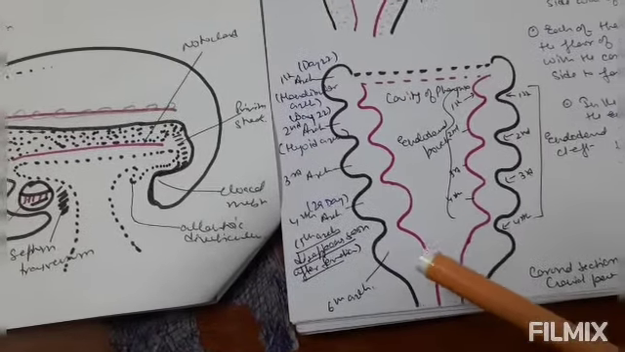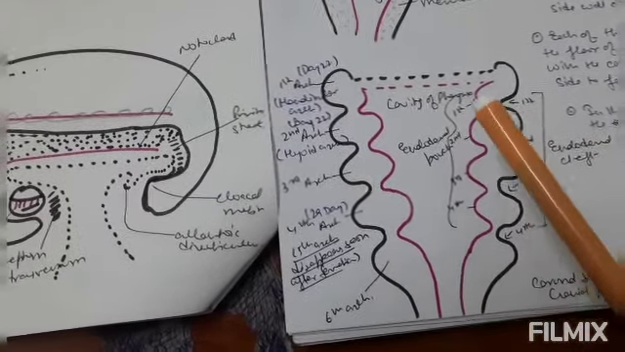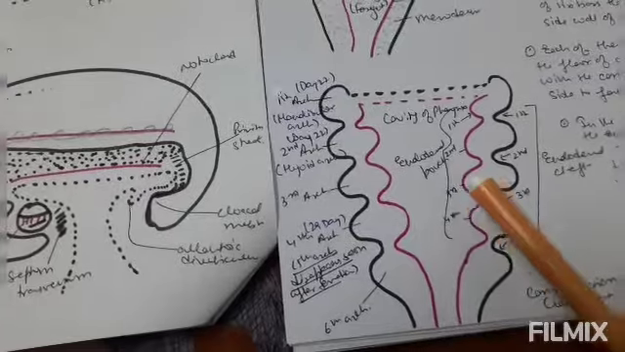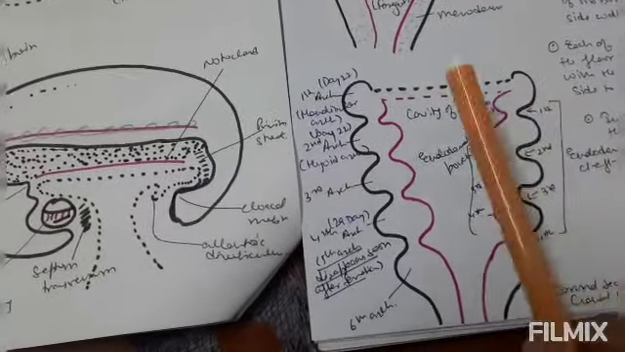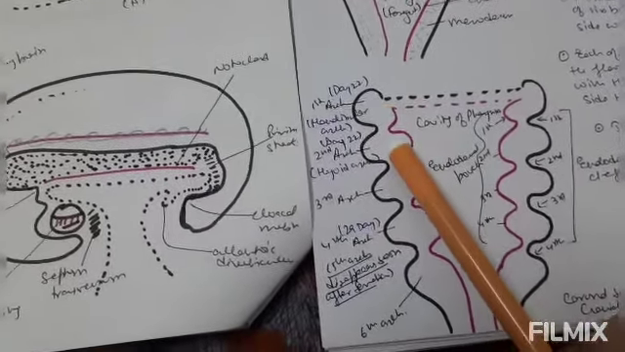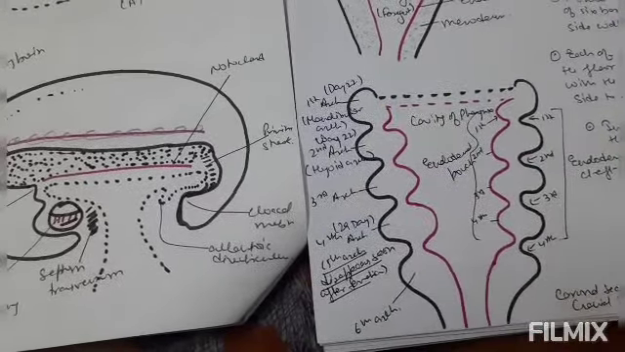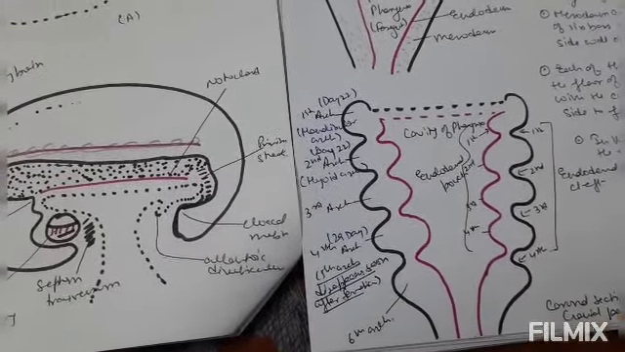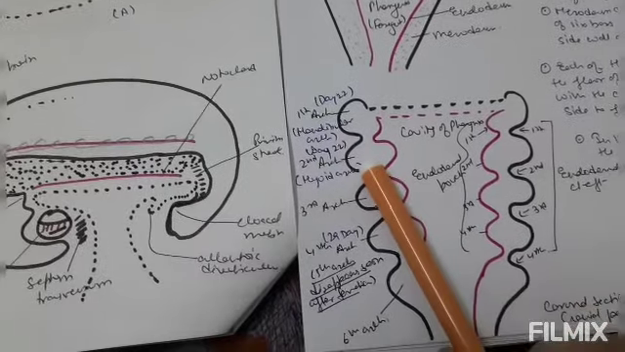So the fifth will come and the fifth will go. The fifth arch will disappear soon after its formation. The named arches are the first arch and the second arch. The first arch is known as the mandibular arch, and the second arch is known as the hyoid arch.